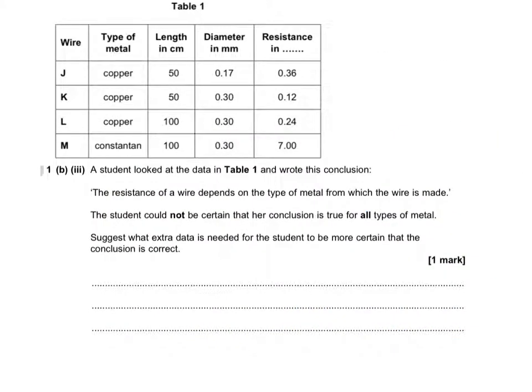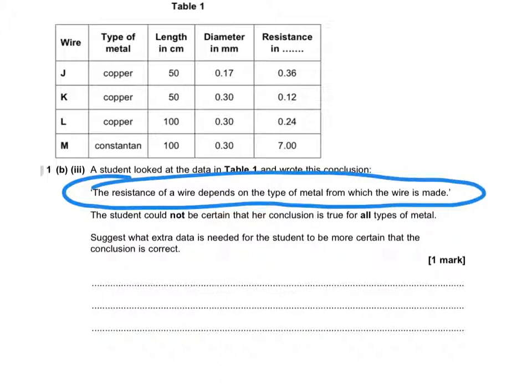The next question has a student looking at the data in table 1 and they wrote a conclusion, which I'm just going to highlight here. So the resistance of a wire depends on the type of metal from which the wire is made. The student could not be certain that her conclusion is true for all types of metal. So yes, what extra data is needed for the student to be more certain that the conclusion is correct?